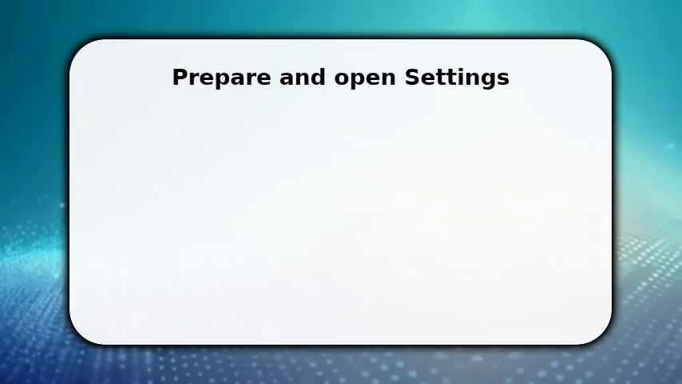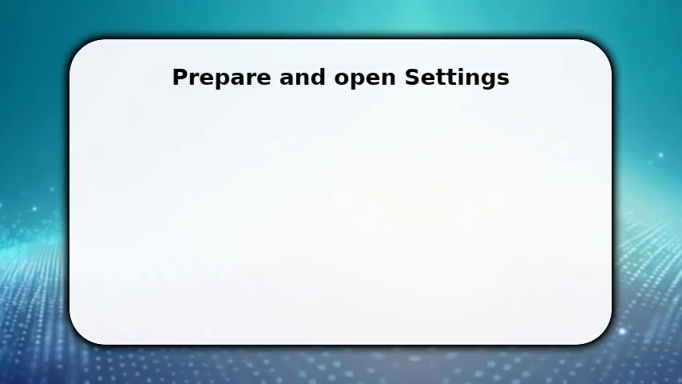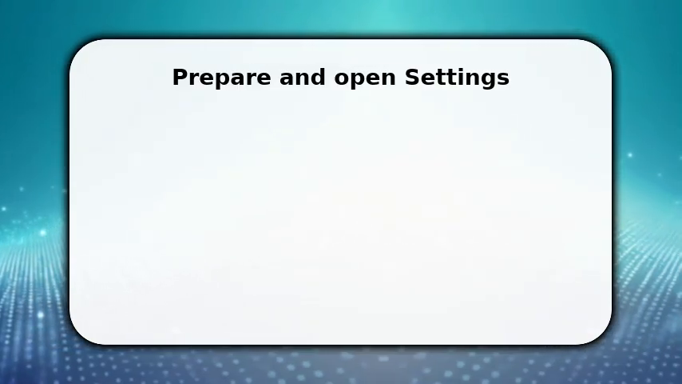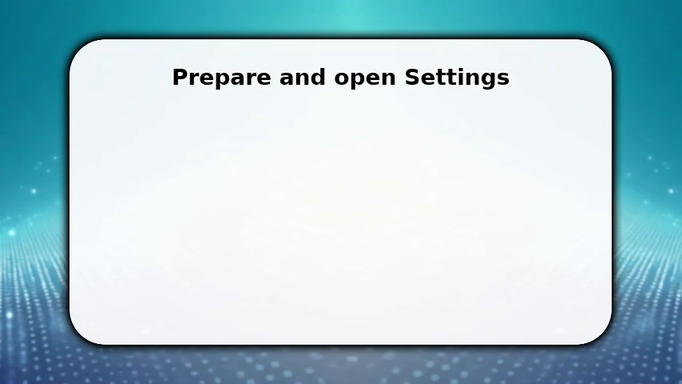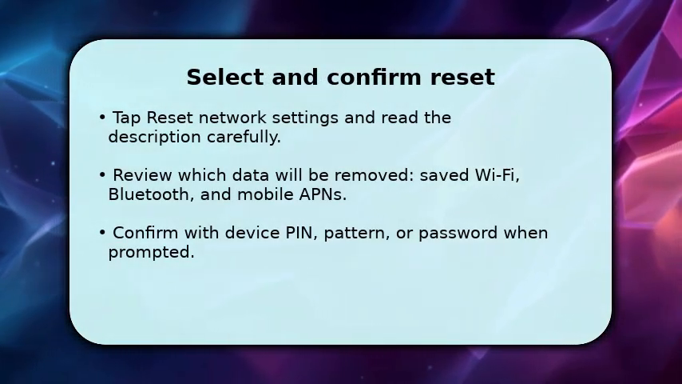You're doing this now because it centralizes network controls and avoids guessing later. If you can't find Reset options, use Settings Search with Reset Network to jump straight to it. Once you've opened Reset options, tap Reset Network Settings to view the action details.